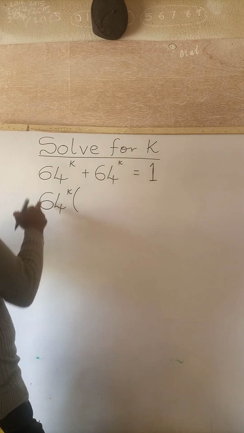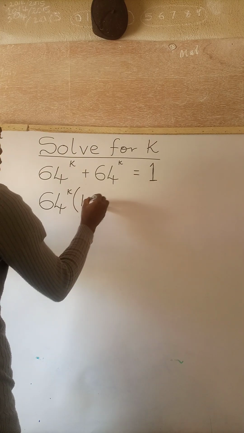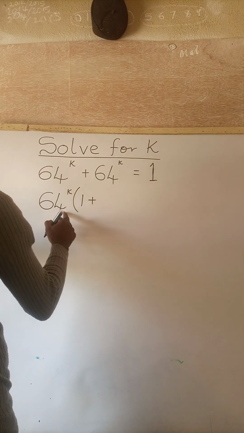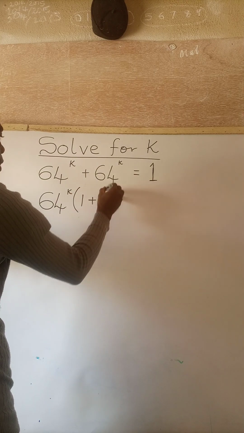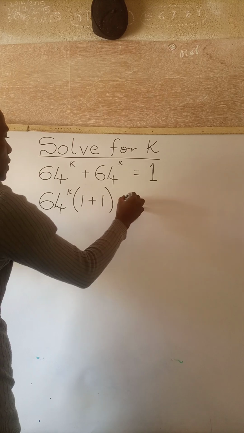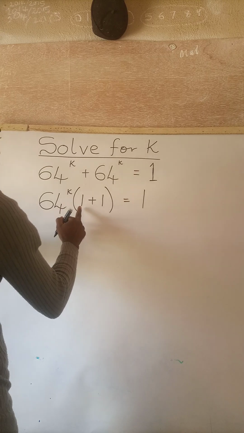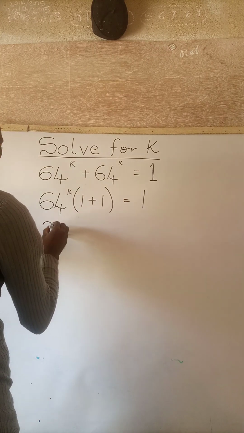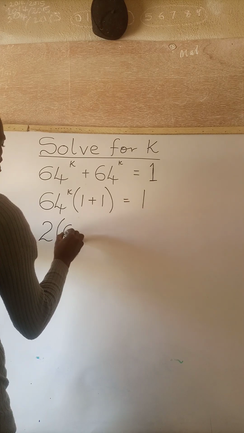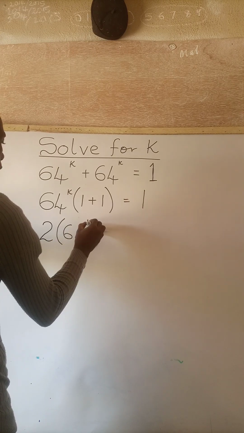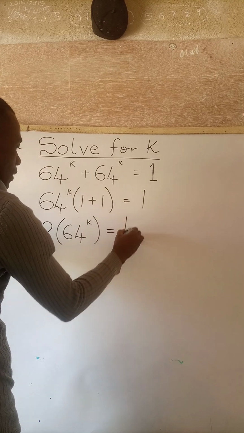Now, 64^k divided by 64^k will give us 1, plus this 64^k divided by this 64^k will give us what? 1. Bracket closes, equal to 1. Now, this 1 plus 1 will give us 2, which is we now have 2 bracket open 64^k bracket closes equal to 1.